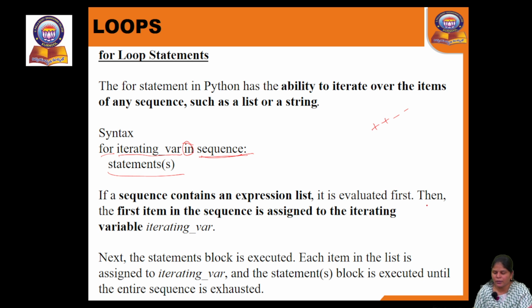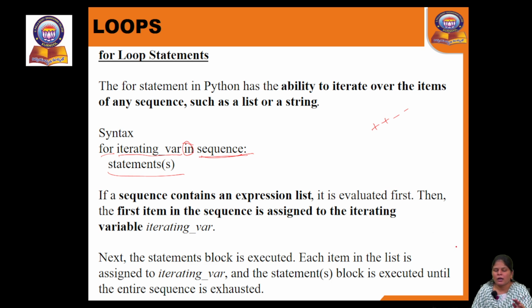It is evaluated first. Then the first item in the sequence is assigned to the iteration variable iterating_var. Next, the statement block will be executed. Each item in the list is assigned to the iterating variable, and the statement block is executed until the entire sequence is exhausted.